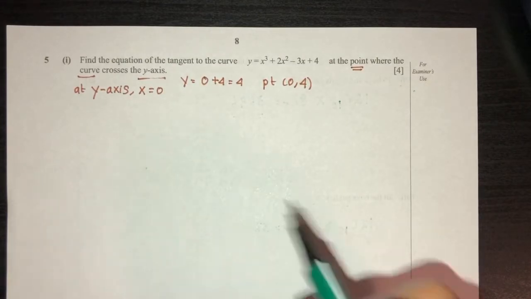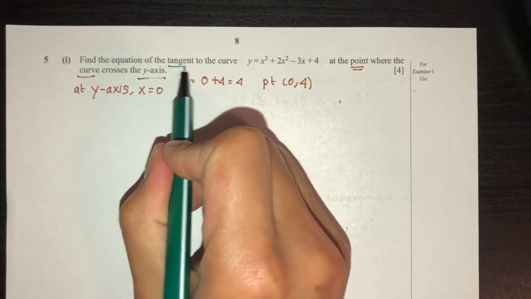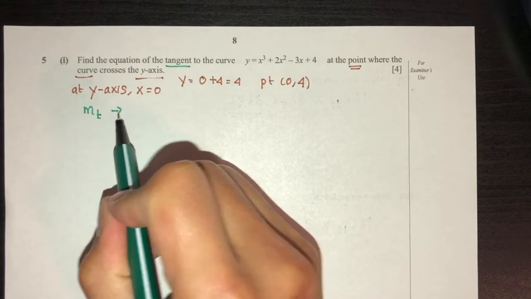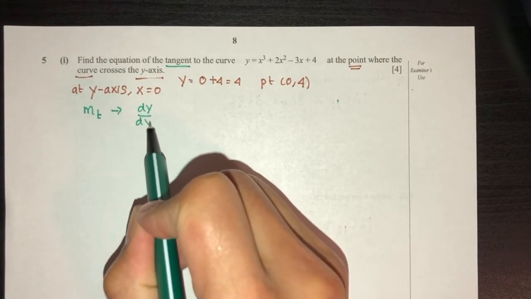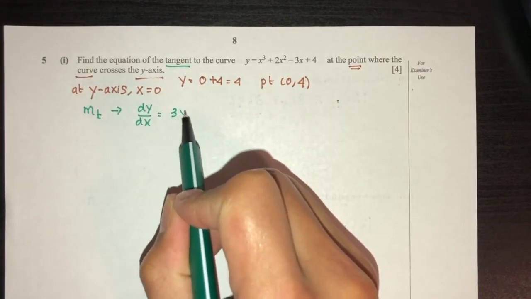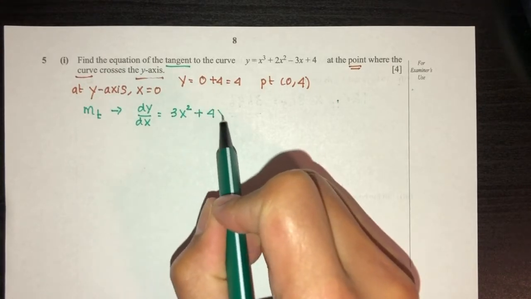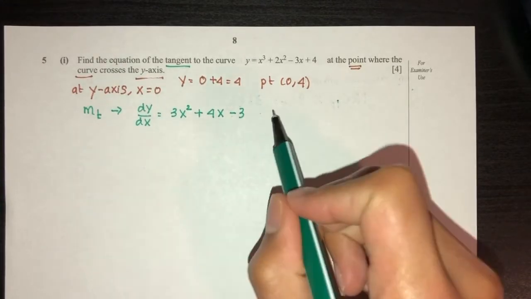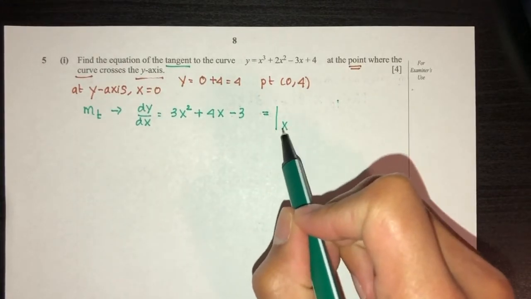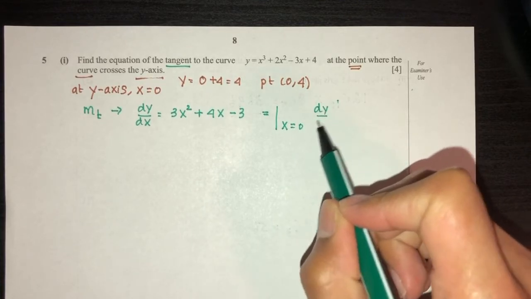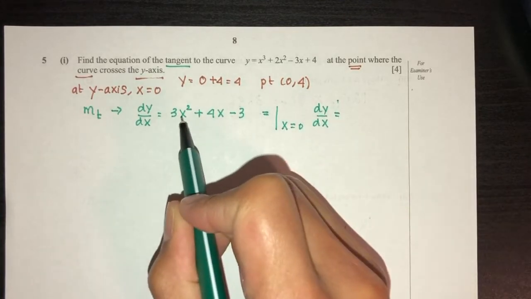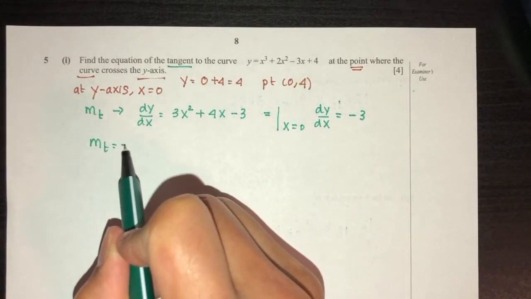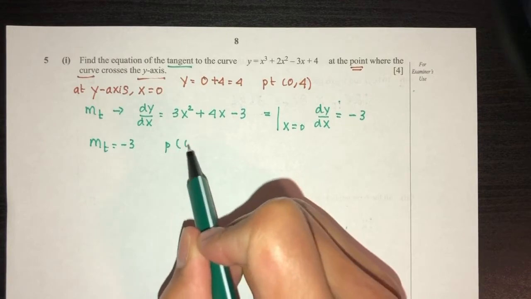Now let's see what is possible. We have to find the tangent. So we have to find the gradient of the tangent, so m of tangent. To find that, we have to find dy by dx. That is equal to 3x squared plus 4x minus 3. So we replace the value of x by 0. When x is equal to 0, dy by dx is equal to minus 3. So we have gradient of tangent equal to minus 3, and we have a point which is 0, 4.